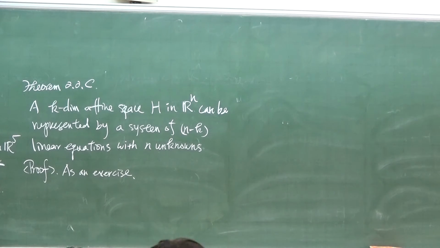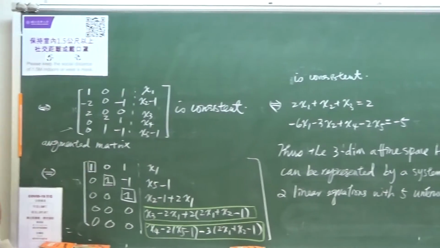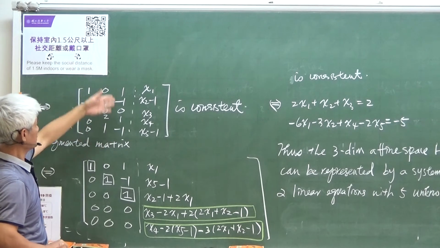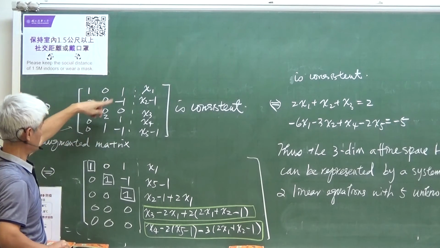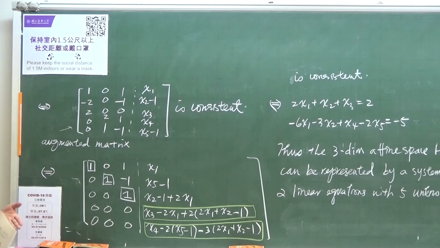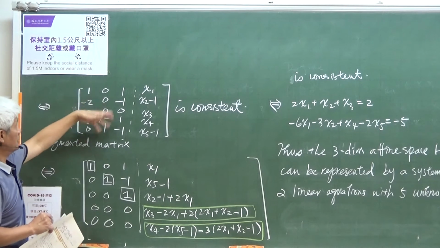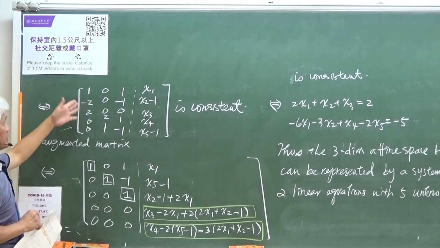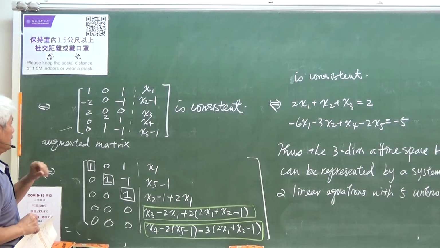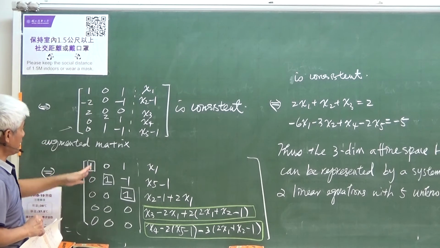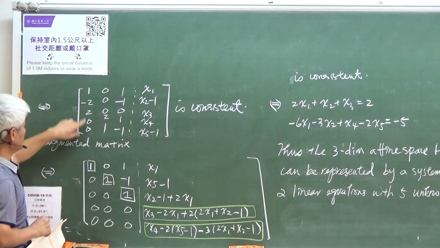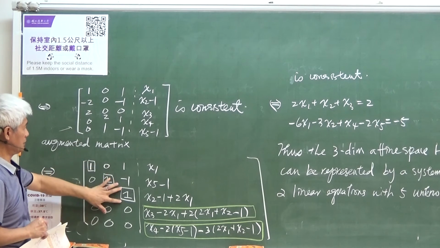In this derivation, as I mentioned last week, because these three columns are linearly independent, right? Because they are different vectors, and because it's three-dimensional, we assume they are linearly independent. So, by a theorem in chapter 1, we must have three pivots. That means we have a pivot in each column. So this is a pivot, this is a pivot, this is a pivot.